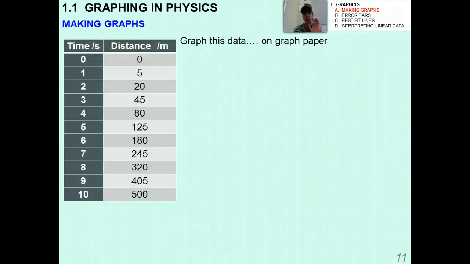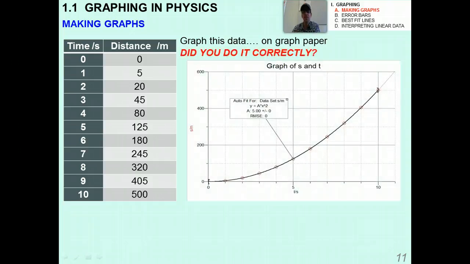All right. So I want you to pause the video and get out a sheet of graph paper. And I want you to graph this data on that graph paper. So take a few minutes to do it. I'm not going to tell you how to graph this. You should know how to graph data at this point. I just want to see how you do it, and then you can compare the graph you make to the way that I would graph it. Okay? So the question is, did you do it correctly?